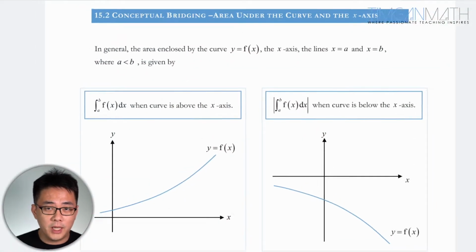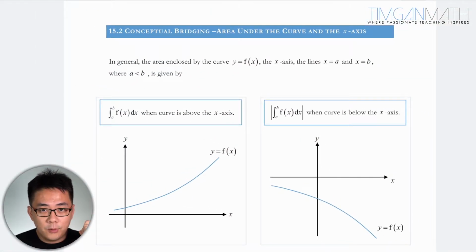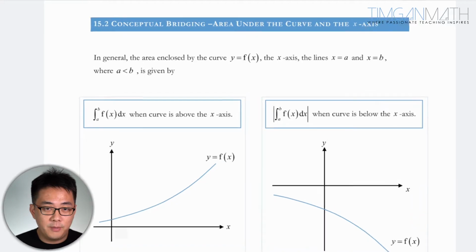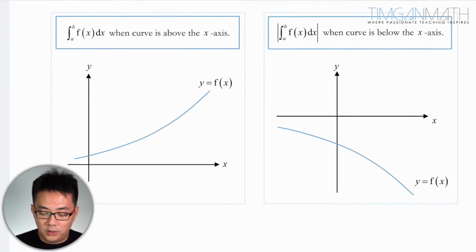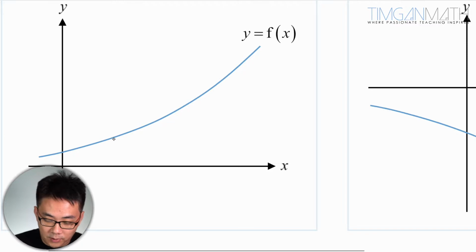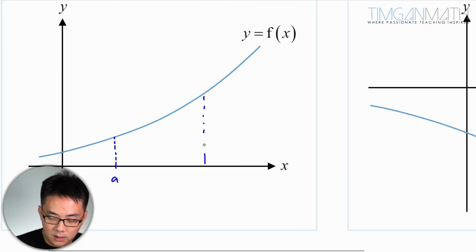Hi students, let's explore this concept here, which is the area under the curve. If we want to find the area under the curve bounded by the curve, the x-axis, and two lines x = a and x = b, where a is smaller than b, generally this is an integration bounded by, let's say, a is here and b is here, and this is the area that we're looking for.